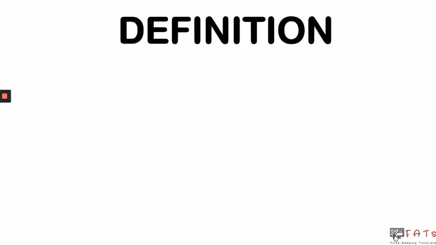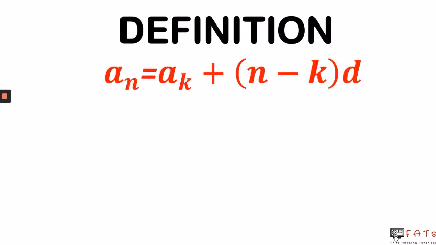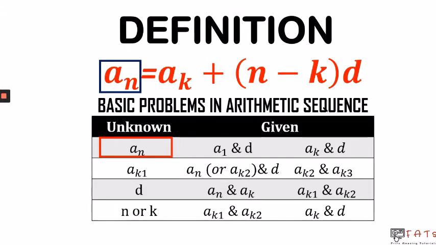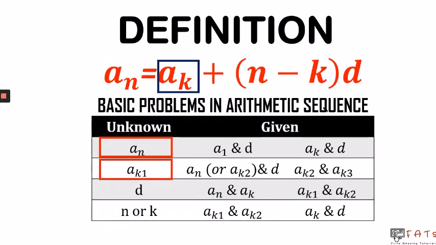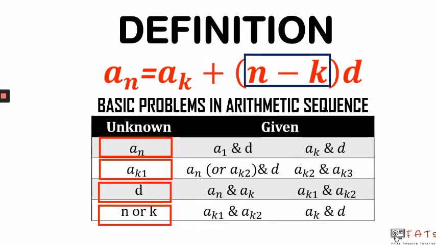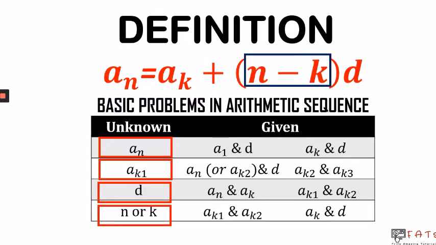And to set a common ground, let us define common problems in arithmetic sequence as shown in the table below. In solving problems related to arithmetic sequence, we are asked to find the missing terms like a sub n, a sub 1, or in our formula, a sub k, the common difference or the variable d, and n, which refers to the number of terms in the sequence or the position of a particular term in the said sequence. And to find the missing values for these unknowns, we will be provided with some conditions as shown here.